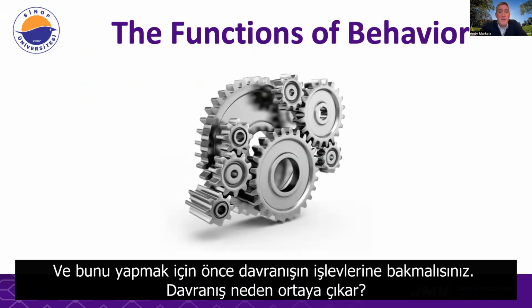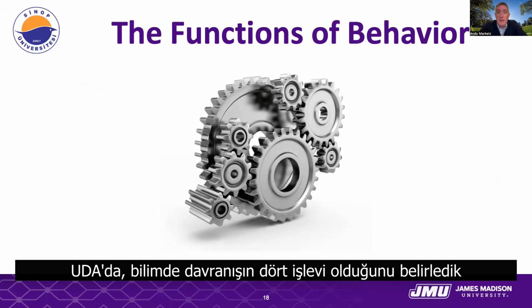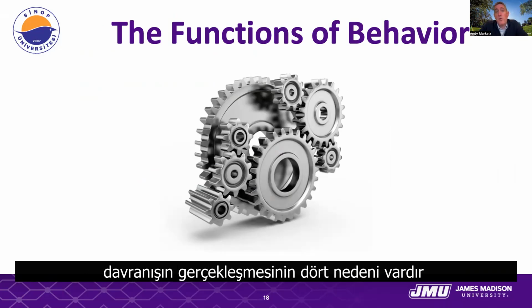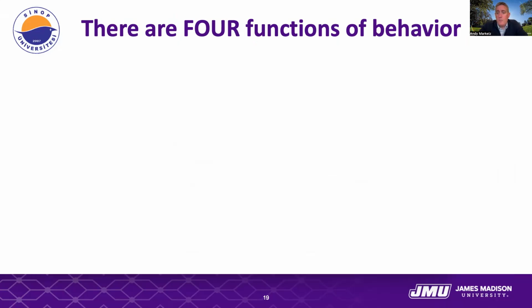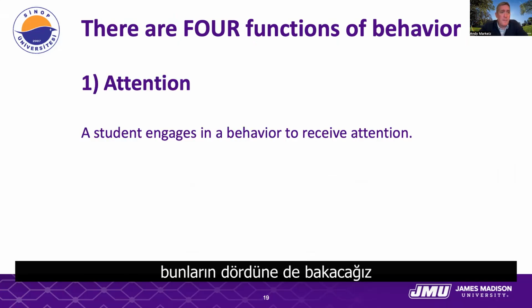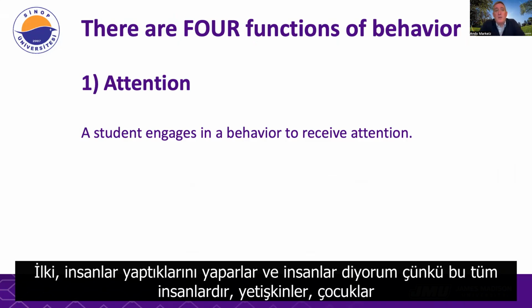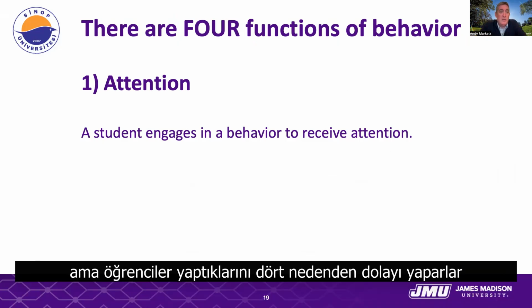And so to do that, you first have to look at the functions of behavior. Why does behavior occur? And in ABA, in science, we have identified that there are four functions of behavior. There are four reasons that behavior happens, and we'll look at all four of those. So the first one, people do what they do. And I'll say people because it's all people, adults, kids, but students do what they do for four reasons.